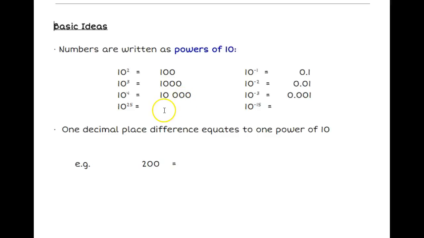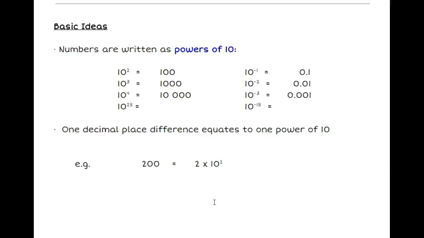In other words, the difference between 100 and 1,000 is one decimal place, and that is a difference in a power of 10. So, for example, one decimal place difference equates to 1 power of 10. So in other words, 200 is really 2 times 10 squared, right? And by doing that, all I've done is simply write this value in scientific notation.